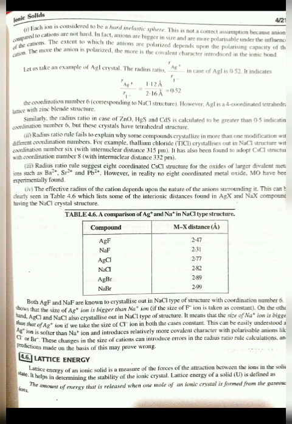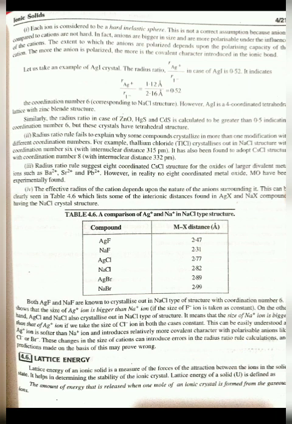Similarly, the radius ratio in case of ZnO, ZnS and CdS is calculated to be greater than 0.5, indicating coordination number 6, but these crystals have tetrahedral structure. Second, the radius ratio rule fails to explain why some compounds crystallize in more than one modification with different coordination numbers. For example, thallium chloride, TlCl, crystallizes out in NaCl structure with coordination number 6 with internuclear distance 315 picometer.